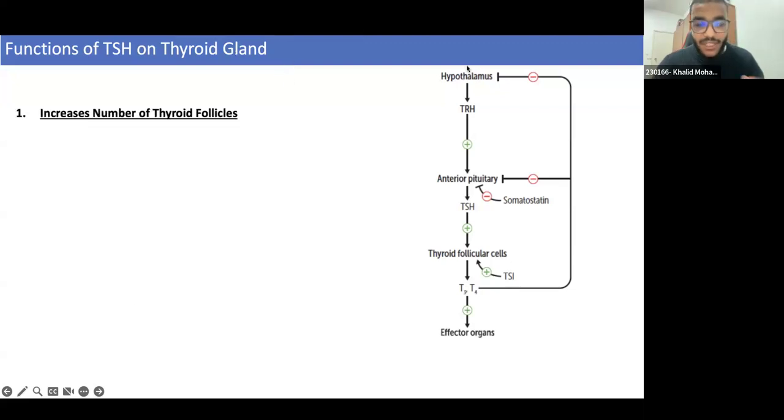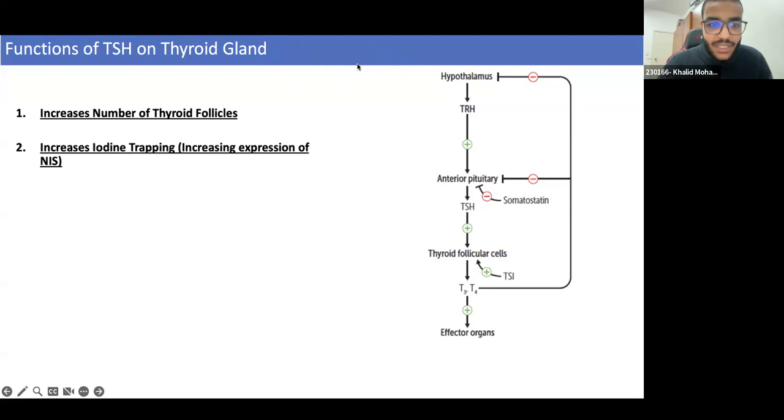Okay, so the function of the TSH on the thyroid gland, it has 5 functions. One is that it increases the number of the thyroid follicles, which is the most important effect of TSH. And this is actually the cause of goiter once you have excess TSH. That's why you get a goiter, because it increases the number of thyroid follicles and therefore increases the size of the gland. That's why it's called a tropic hormone.